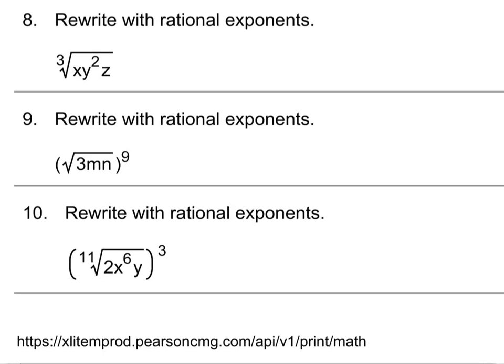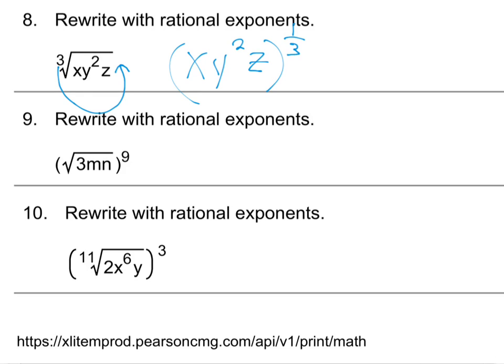Okay, so number 8. Same kind of thing. They want me to rewrite with rational exponents. So what am I going to do with that 3 that's in the hook? It's going to swing around to the denominator. So that's x, y squared z.